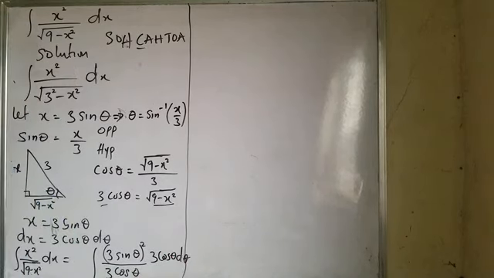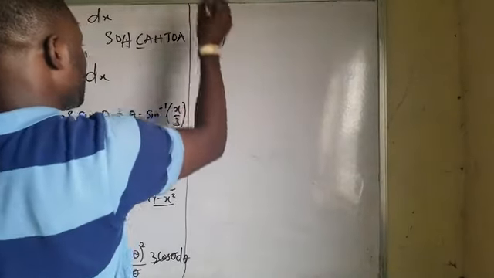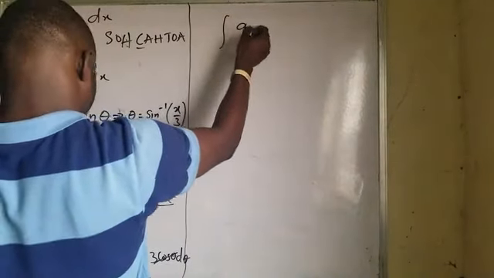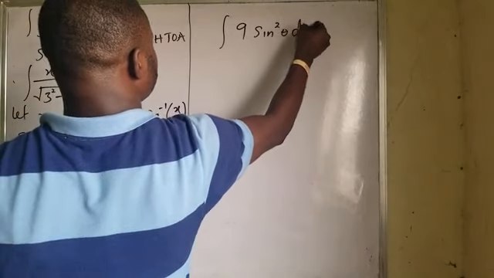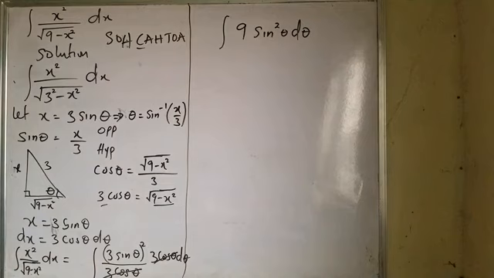By so doing, you can see that this cancels this. Yes, that is what I need. It means I'll be having the integral of 9 sine squared theta d theta. Can you see? That is what you need to get.